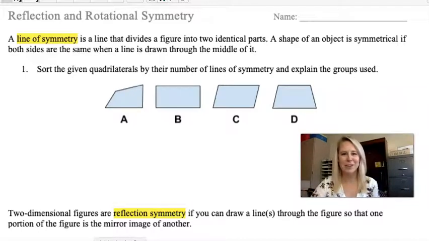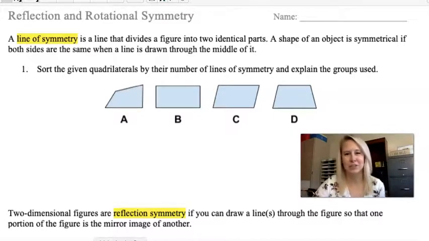Hello and welcome to a video lesson on reflection and rotational symmetry. Reflection symmetry is basically flipping a shape so that it goes back onto itself, kind of like a fold. Rotational symmetry is when we turn the shape and it looks exactly the same, aka rotates onto itself.